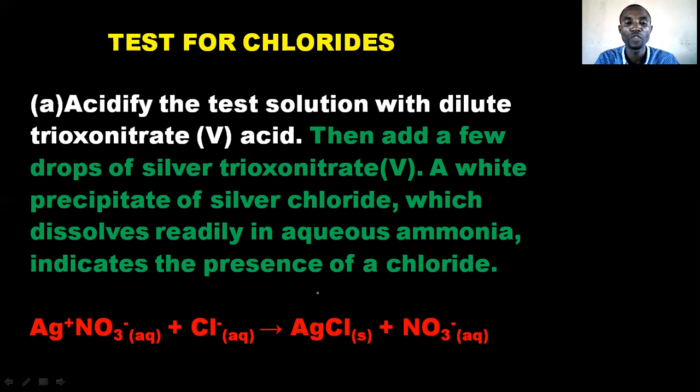When a few drops of silver nitrate are added to a solution and a white precipitate is formed, and such precipitate dissolves readily in aqueous ammonia, it shows that chloride is present there. Of course, we use this in the lab to test for the chloride ion, if it is present.